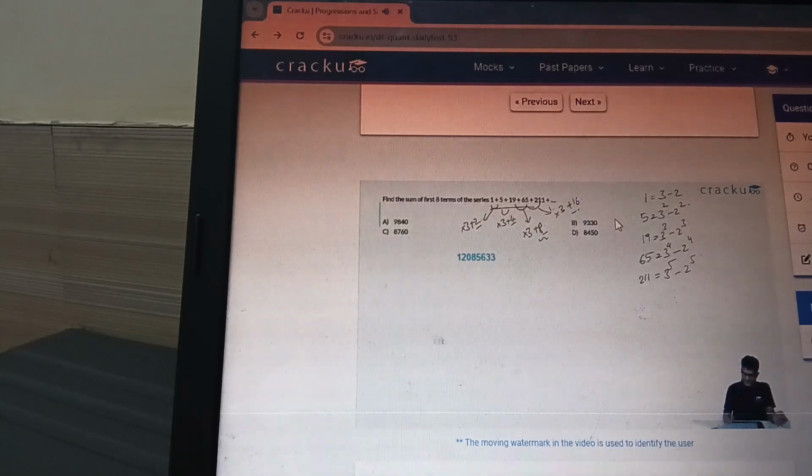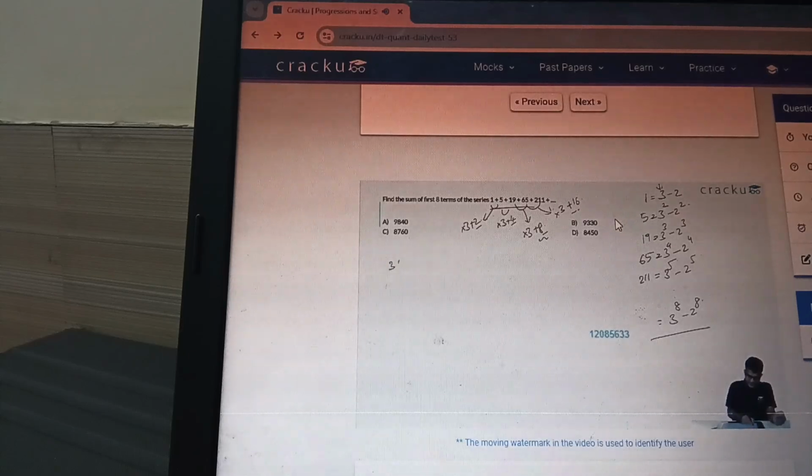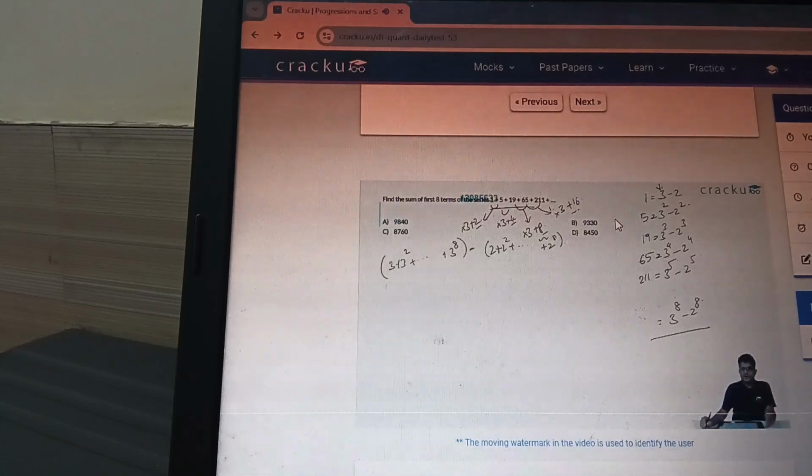So similarly, the 8th term will be 3 to the power 8 minus 2 to the power 8, which will be some number. So if you are asked to find out the sum of the first 8 terms, you will have to first find out the sum of 3 plus 3 square plus dot dot dot plus 3 to the power 8, minus 2 plus 2 square plus dot dot dot plus 2 to the power 8. Both of them are geometric progressions.